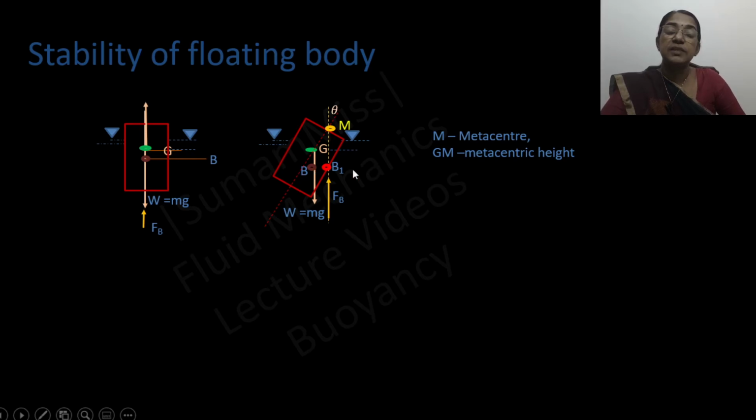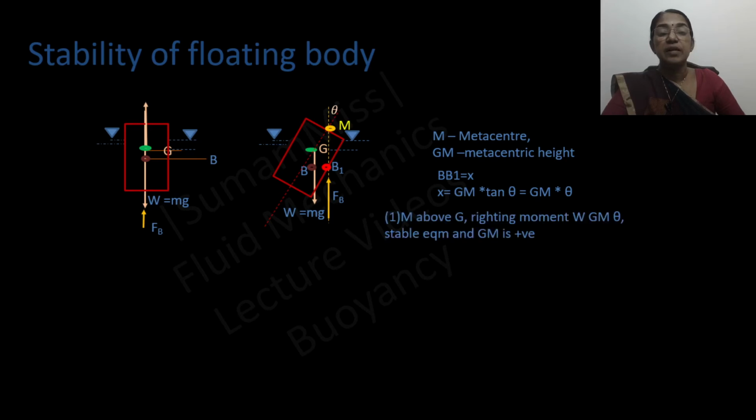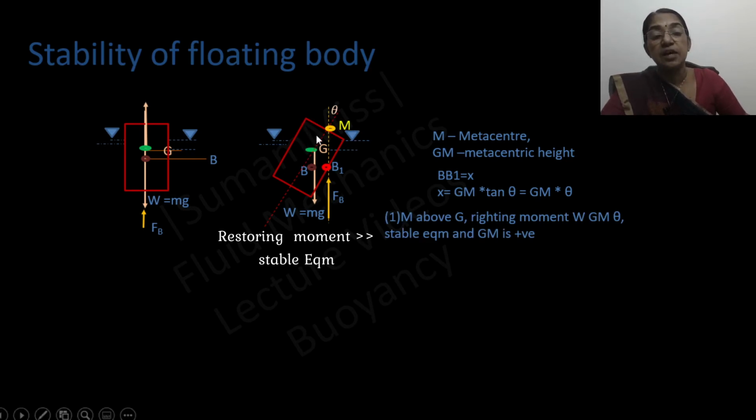The distance moved by the center of buoyancy, that is BB1, equals x. So BB1 equals GM tan theta, and if theta is very small, then we can write x equals GM theta. So in this tilted condition, the metacenter is above the center of gravity. If M is above G, the righting moment W GM theta is developed, which will try to bring this floating body back to the stable equilibrium condition, and GM is positive.